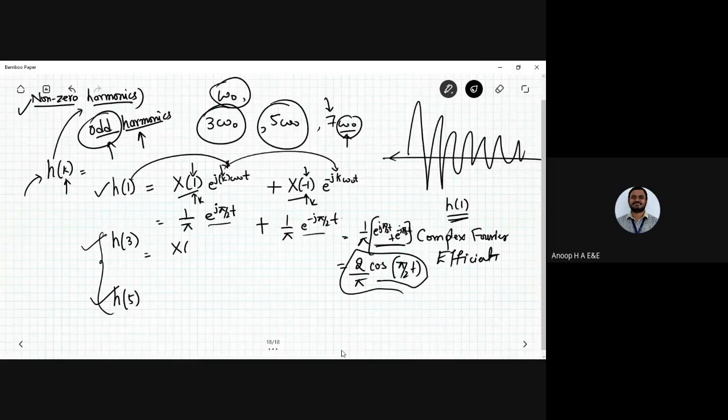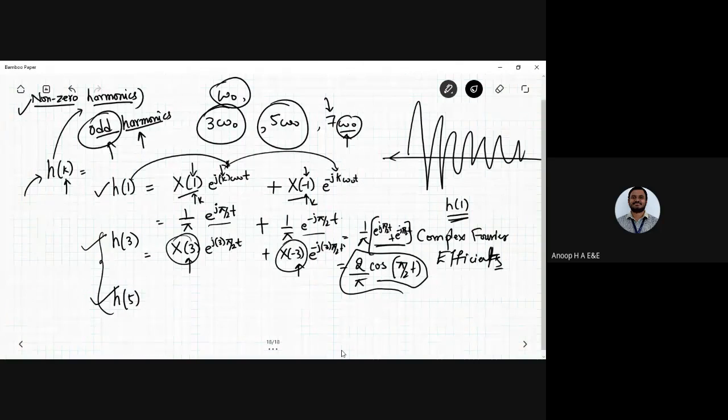Okay, so x of 3 plus x of minus 3. Let me write the Fourier coefficients first. Next, e power j into 3 into pi by 2, omega naught into t there, that is e power minus j, 3 into pi by 2 into t. So this is x of 3 and x of minus 3, the complex Fourier coefficients that are there, right? So you substitute the x of 3 value and you are going to get the answer. So I think x of 3 is minus 1 by 3 pi here.